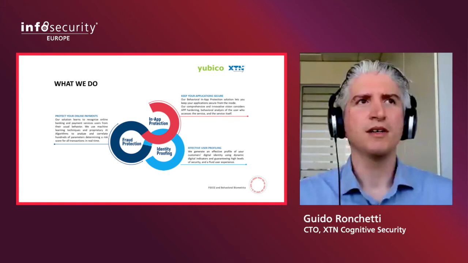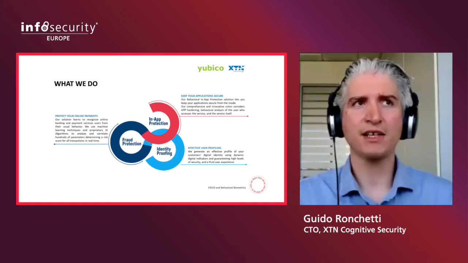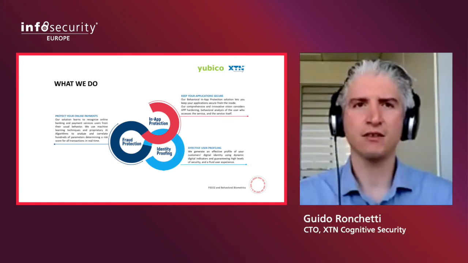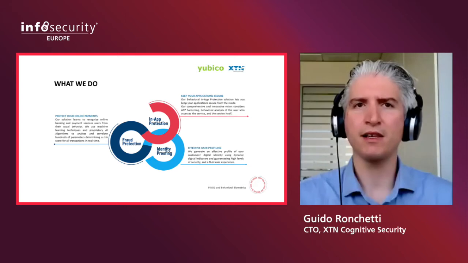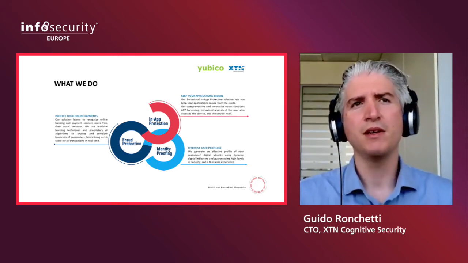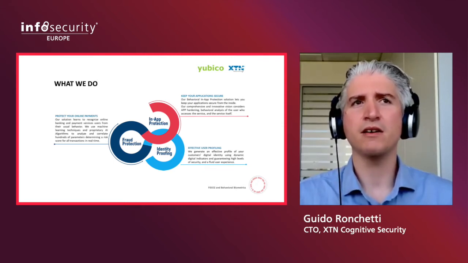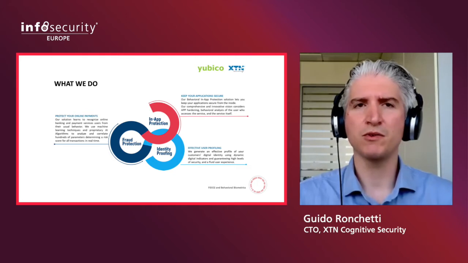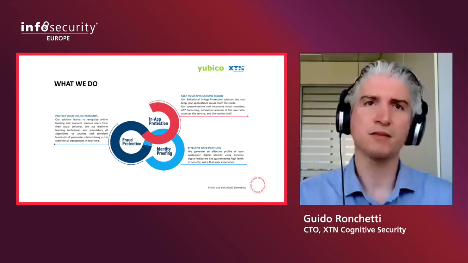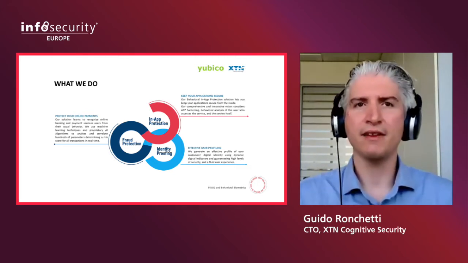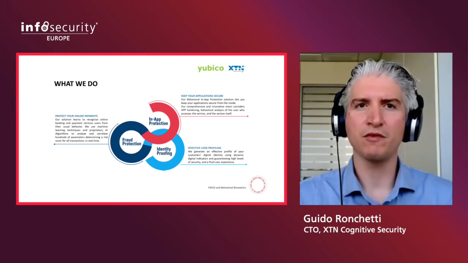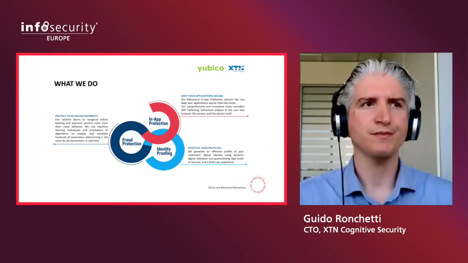The second layer focuses on fraud protection, meaning analyzing the content of the transaction from a business standpoint and recognizing the behavior of the user while interacting with the service from a business perspective. The third layer focuses on identity proofing, so verifying the identity of the user, relying on strong customer authentication on one end, and on the behavioral profile of the user on the other side.